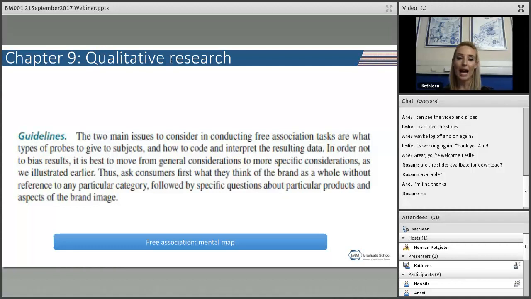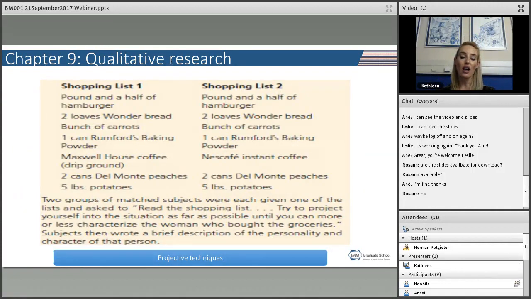We have a few guidelines associated with our use of qualitative research. There are 2 main issues that we need to consider whenever we are using free association. That includes the type of probes that we give our subjects or respondents, and how to code and interpret the resulting data. Obviously they're going to give you a wide range of responses, but as we've seen from the Levi's example, the researcher would then group those responses into categories.